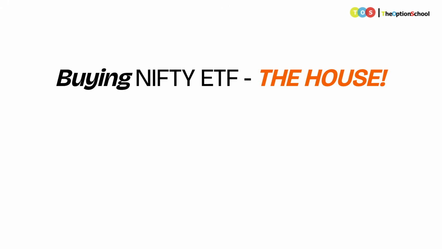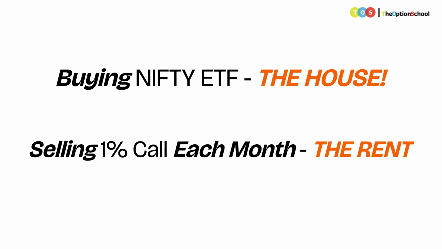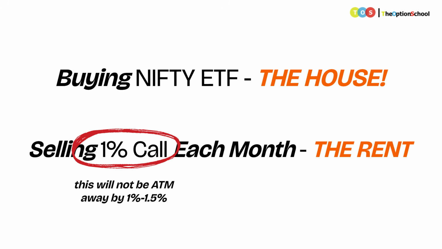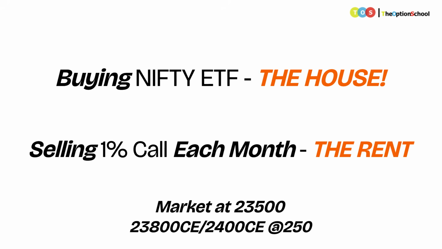So one is I purchased my asset, that is leg one, and then I started selling a call every month, which is giving me, let's say 1%. If I'm very conservative, I say 1% worth of call. Now 1% worth of call will not be at the money. It will be at least 1 to 1.5% away from the market. What does that mean? If the market is at, let us say, 23,500 and I want to sell a call worth 250 rupees, the 23,500 call will not be 250 rupees, maybe the 23,800 call will be 250 rupees. And when VIX is high, even the 24,000 call will be 250 rupees.